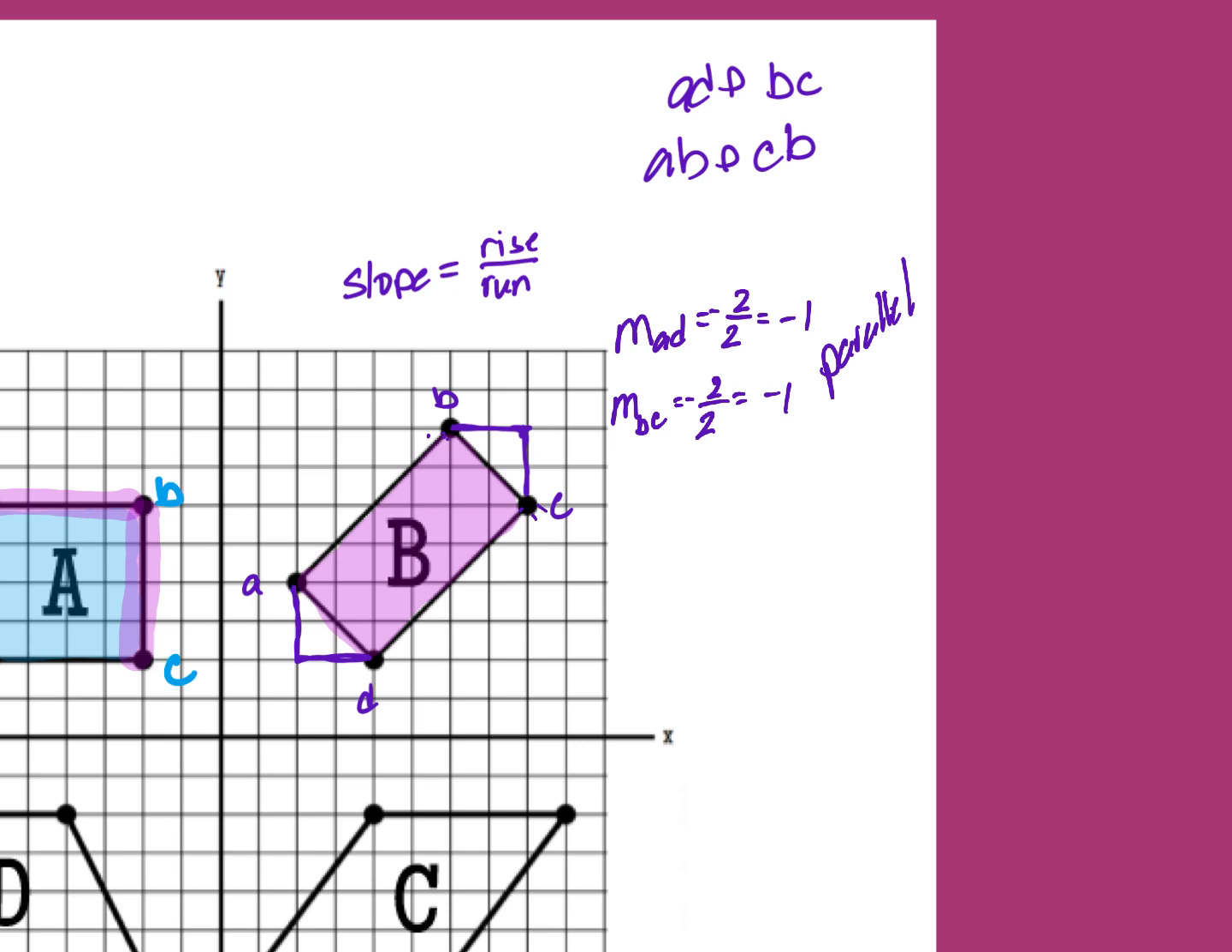Okay, now I'm going to change colors because now I need to find the slope of AB. I should have written that smaller.